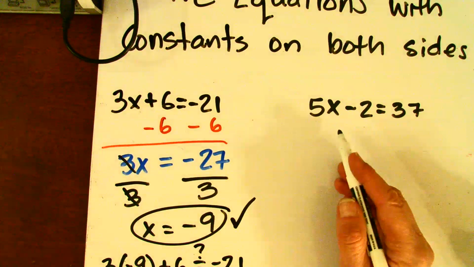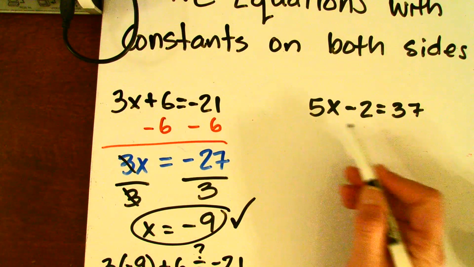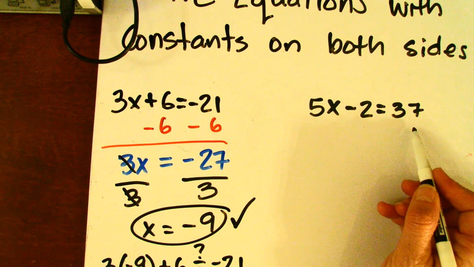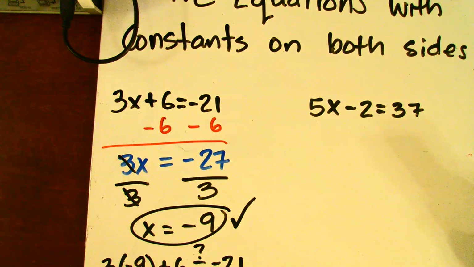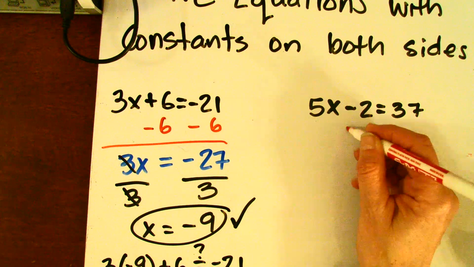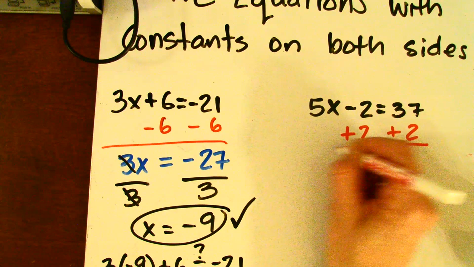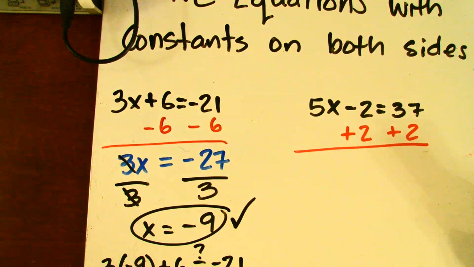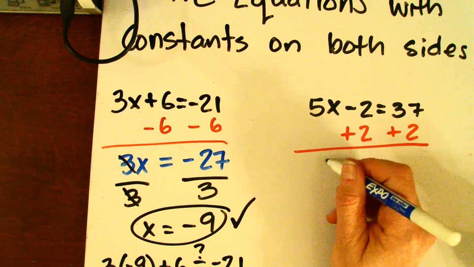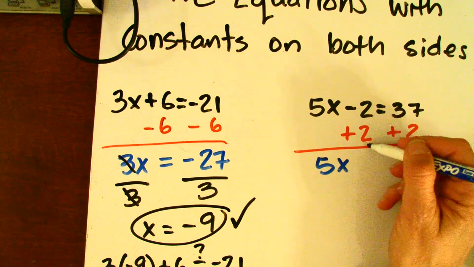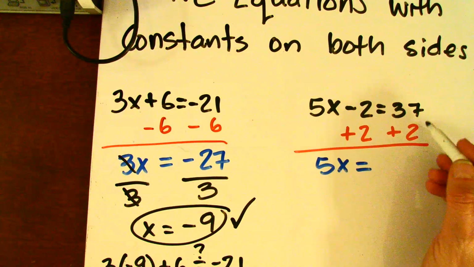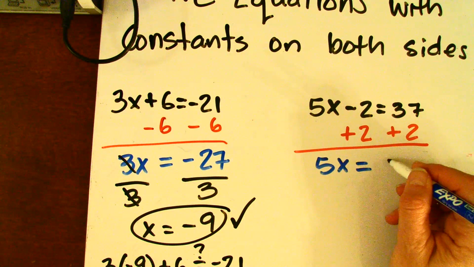Let's look at this second problem. We have 5x minus 2 equals 37. Again, we're going to do the add-subtract first before the multiply or divide. In this case, we're going to add 2 to both sides. 5x will come down. These cancel. 37 plus 2 is 39.